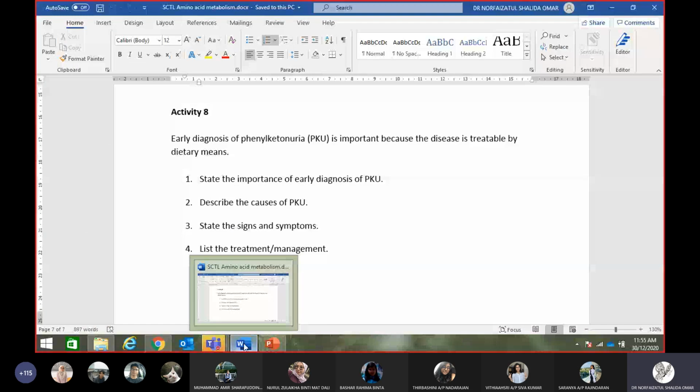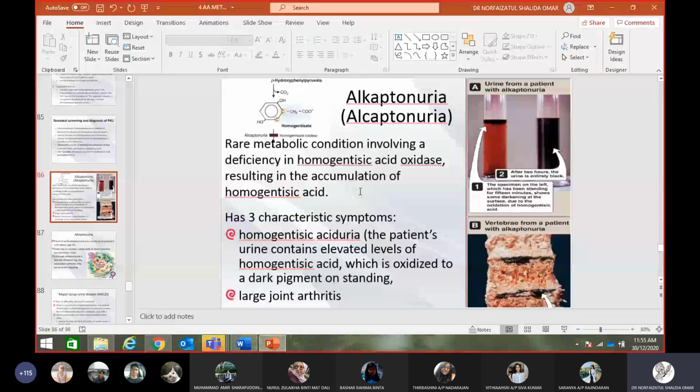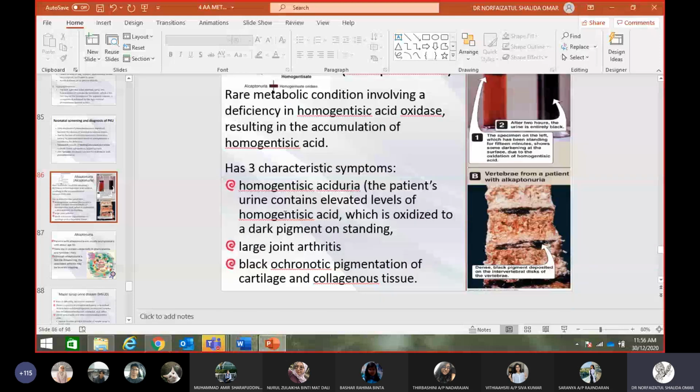I think the rest of this you can read. Alkaptonuria is due to the deficiency of homogentisic acid oxidase, which causes accumulation of homogentisic acid. This also can be detected in the urine. Like just now, PKU, you have the mousy odor.